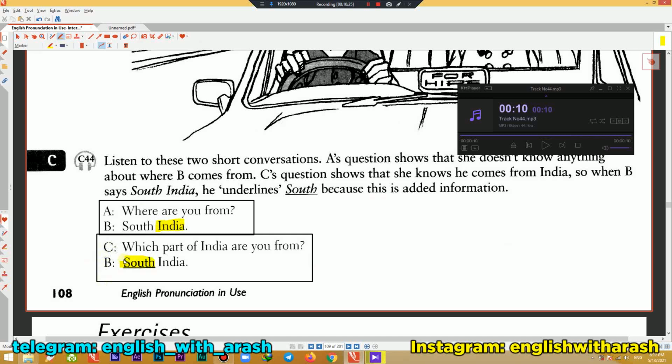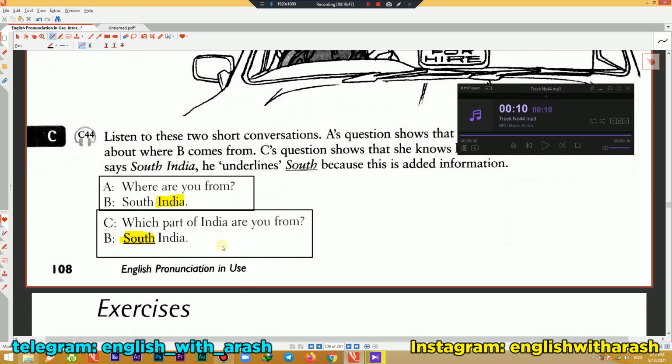So now South is stronger. It is pronounced louder because now that's the question. It says, which part of India? I know you're from India, but I just don't know where in India you're from. So South India, right? But in the first one, South is not loud. You just say where you're from. I'm from South India.